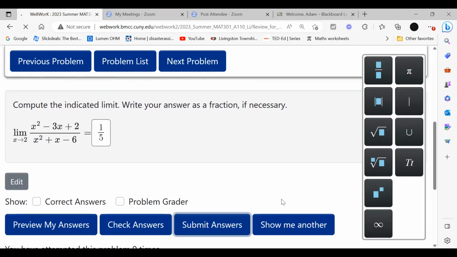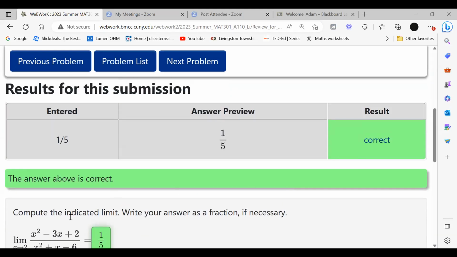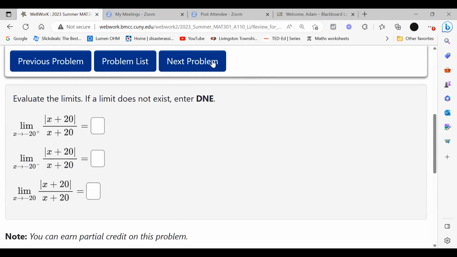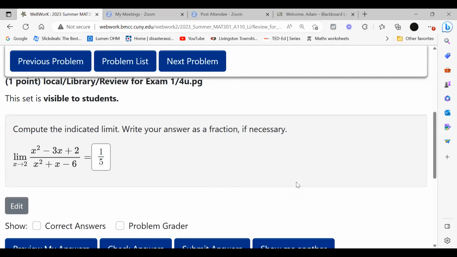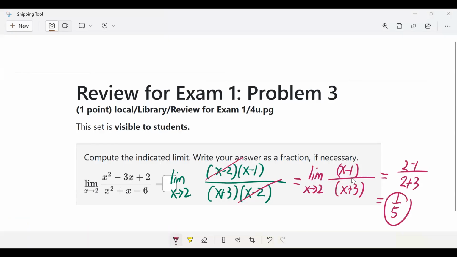All right, any questions about this? Okay, the answer is good. Hold on, a question. Sure. So we plug in 2 for x? That's right. We plug in the 2 only after you cancel the common factor. We cancel x minus 2 first, then you replace x with the 2. Make sense? Okay, thank you.